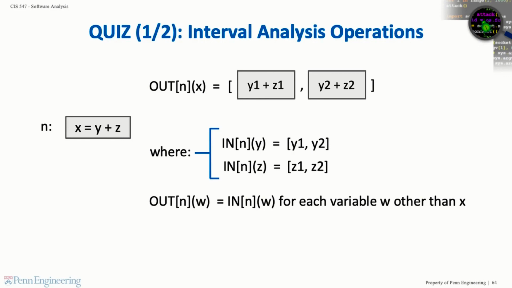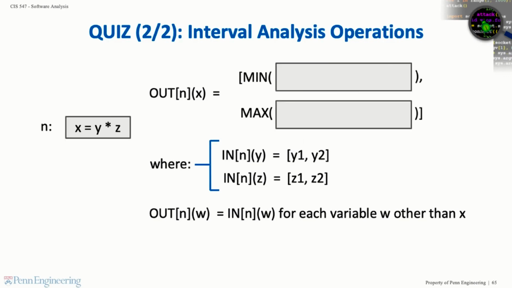The add operation for interval analysis is relatively straightforward. The lower bound of x is simply the sum of the lower bounds of y and z, that is y1 plus z1. Similarly, the upper bound of x is simply the sum of the upper bounds of y and z, that is y2 plus z2.